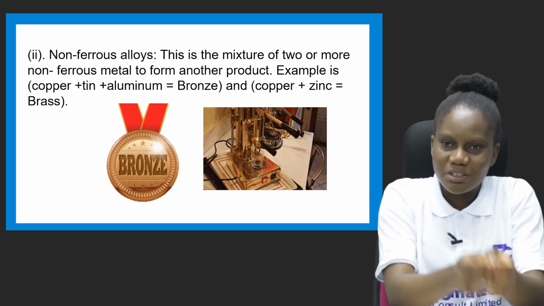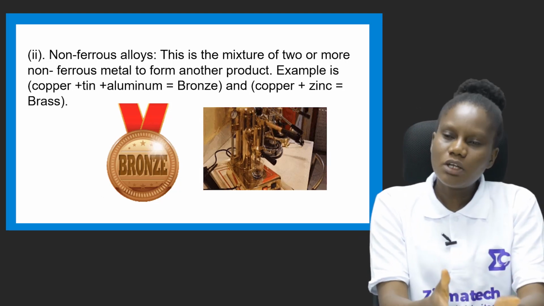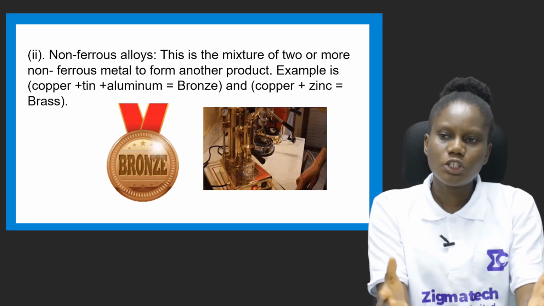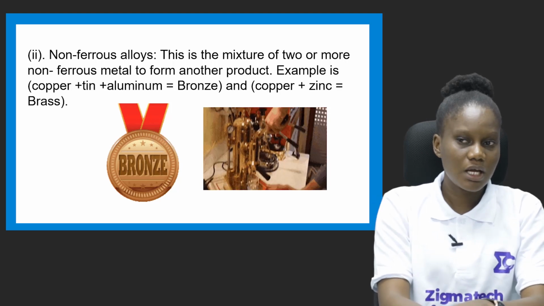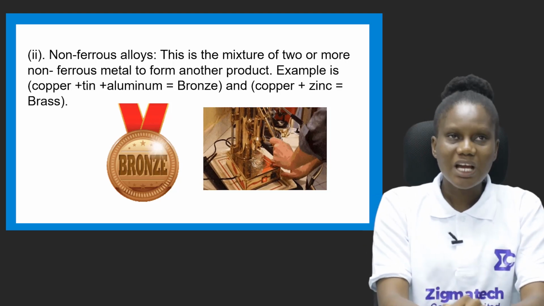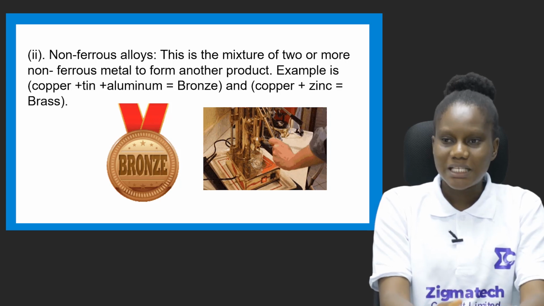The name is bronze. You have your bronze. Another example is when you mix your copper and zinc together. You remember that copper is a non-ferrous metal, zinc is a non-ferrous metal. When you mix these two, you have your brass.